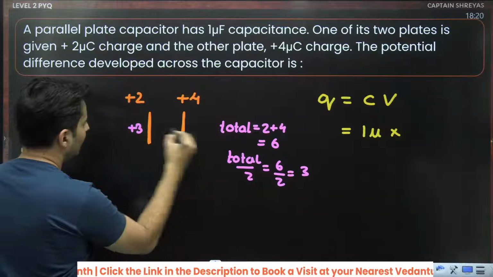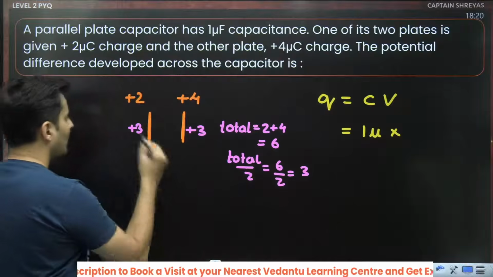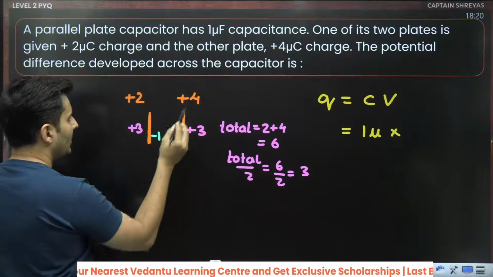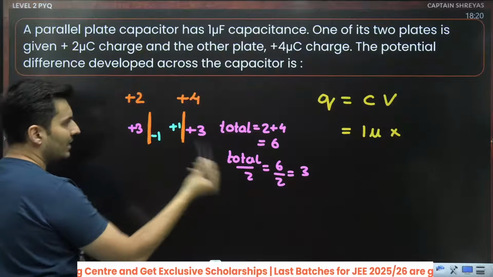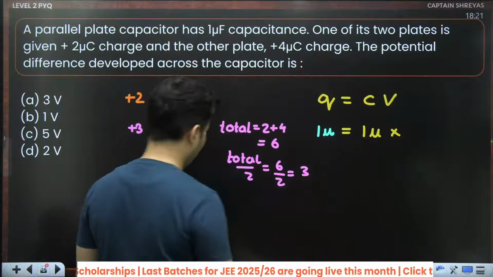Now do total divided by 2, which is 6 by 2, which is basically 3. So plus 3 here, plus 3 here. Use charge conservation and find the remaining. If plus 3 is here, minus 1 will be here. 3 minus 1 is 2, and 3 plus 1 is 4. So here it is plus 1. So the charge on the capacitor is basically 1 microcoulomb.